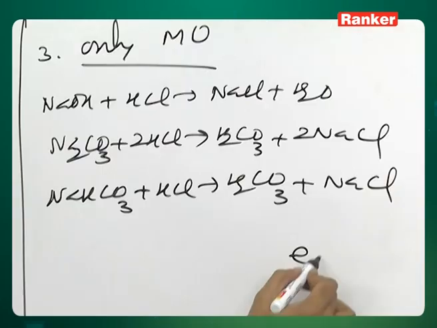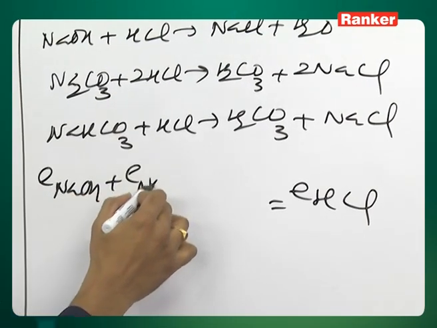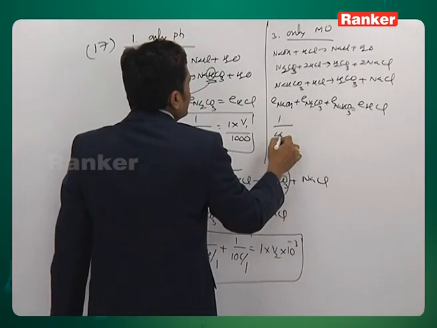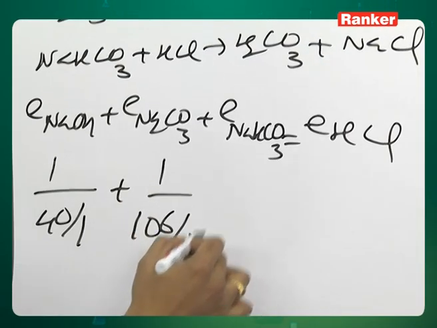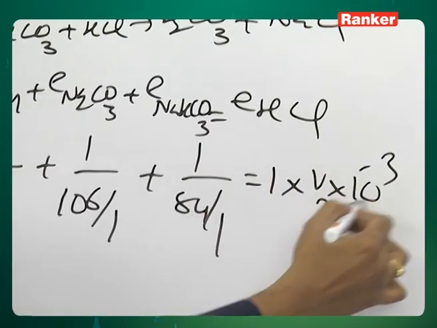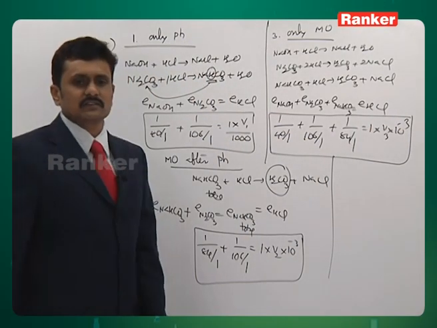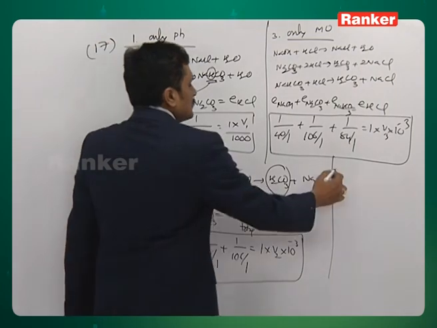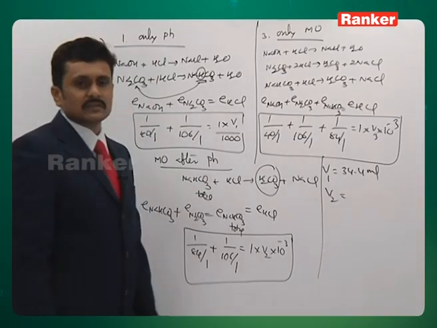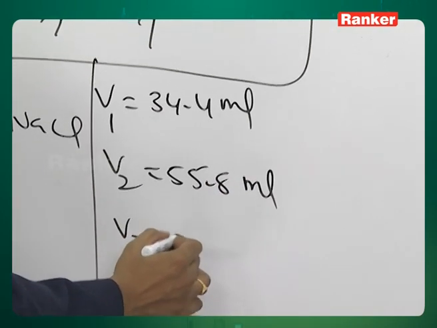I mean to say your HCl whichever you have taken here for the methyl orange only has reacted with all the three. Weight upon equivalent weight in every case. This time I will assume that the volume of HCl required is V3. The simplification of these three equations will fetch you the values of V1, V2 and V3. V1 you will get as 34.4 ml. V2 will be 55.8 and V3 is 20.8 ml.